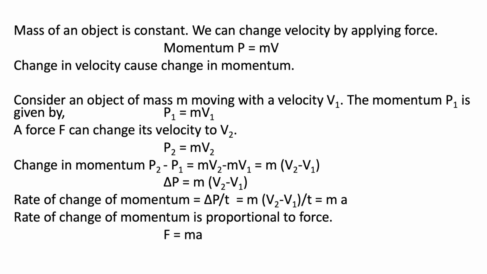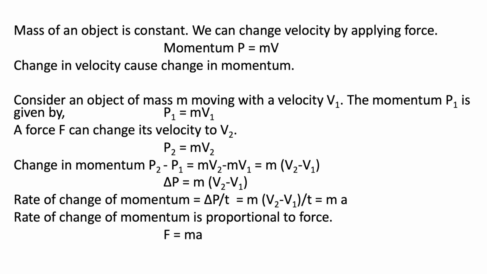A force F can change its velocity to v2. Therefore, p2 = m v2. So m v1 is the first momentum and m v2 is the second momentum. Now, the change in momentum is p2 minus p1. That is m v2 minus m v1, which equals m (v2 minus v1).